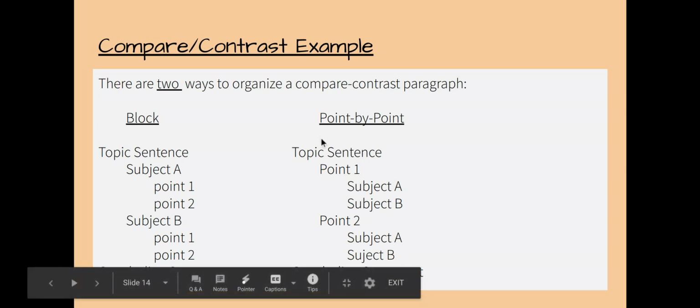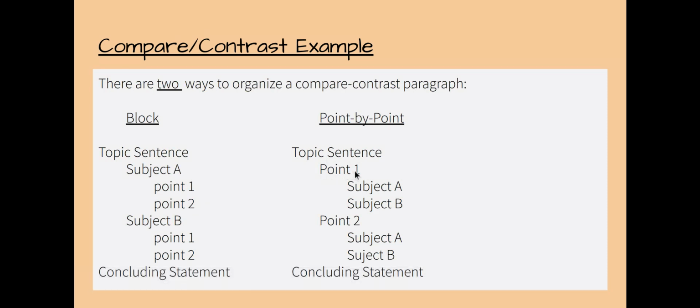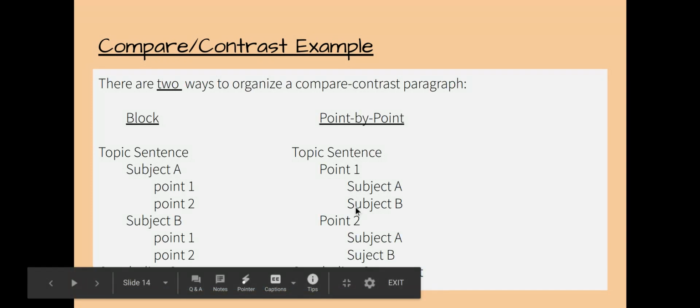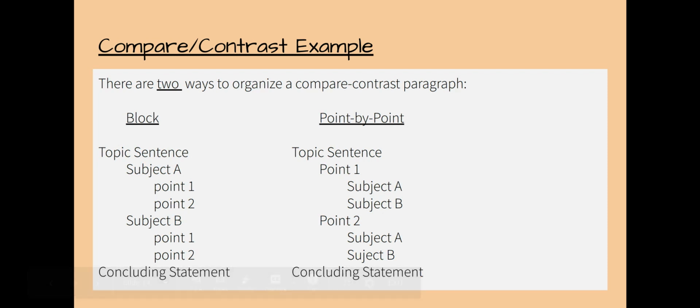Point by point is organized by point instead. So you would have your topic sentence and then the first point of comparison or contrast, how it applies to the first topic, how it applies to the second topic or subject. And then you'd have your second point of comparison or contrast, how it applies to subject A and how it applies to subject B. So we'll cover compare contrast much more in the weeks to come.